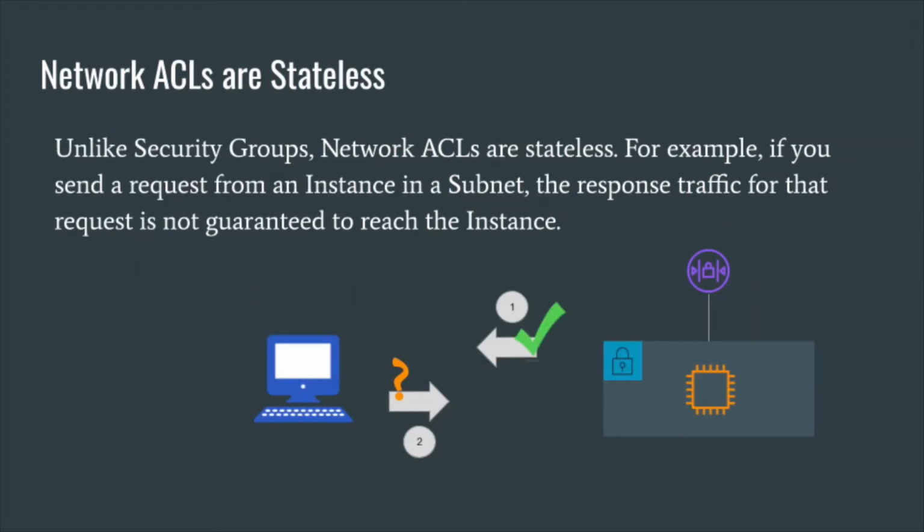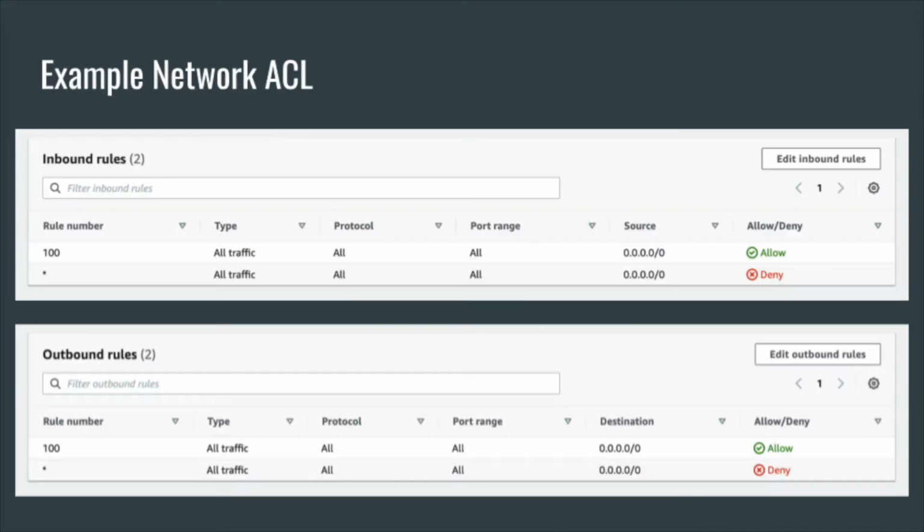Unlike security groups, network ACLs are stateless. For example, if you send a request from an instance in a subnet, the response traffic for that request is not guaranteed to reach the instance. This example is the default network ACL in an account's default VPC. It allows all traffic from and to any IP address.